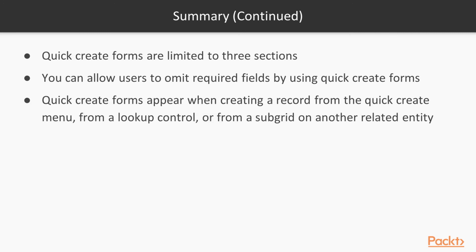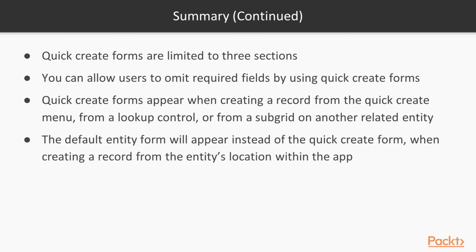Quick Create forms appear when creating a record from the Quick Create menu, from a lookup control, or from a subgrid on a related entity. The default entity form will appear instead of the Quick Create form when creating a record from the entity's location within the app.